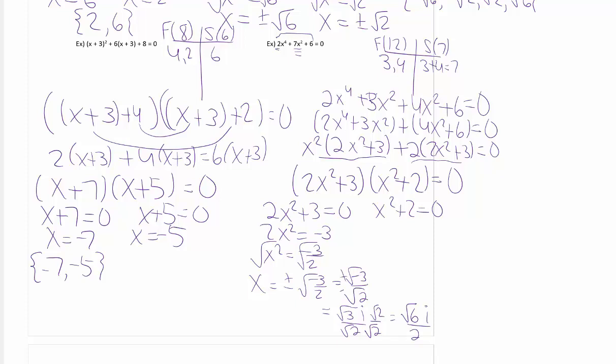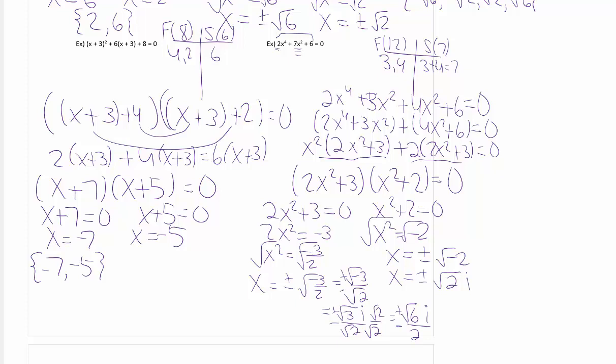So I'll put the plus or minus. So 2 of my answers are going to be plus or minus the square root of 6 i all over 2. The other part, subtract the 2. Take the square root of both sides. That's x equal to plus or minus the square root of negative 2. Again, when I have a negative under the square root, the i comes outside the radical. So here I have plus or minus the square root of 2 i.